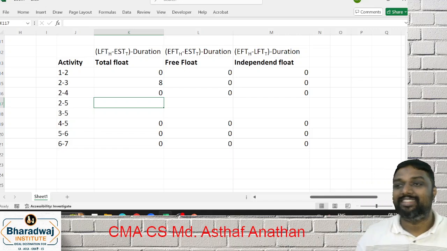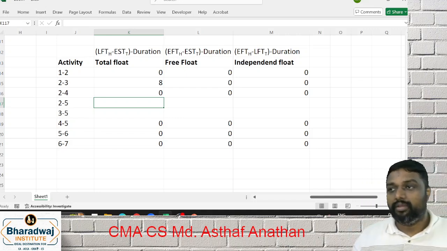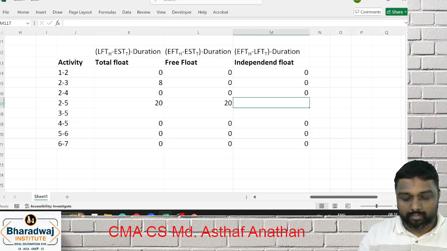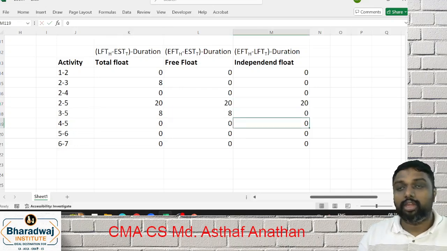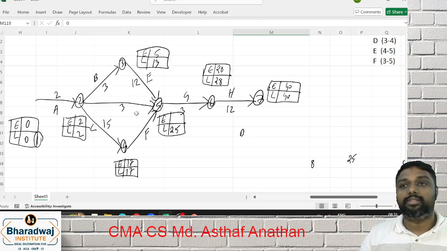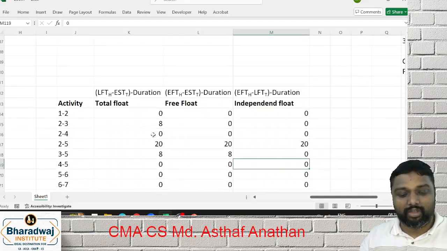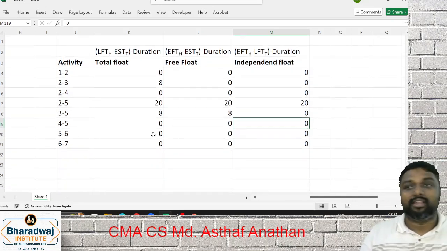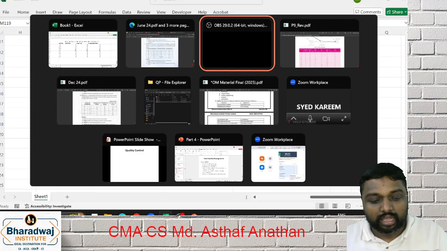Can you even tell what is the answer for this? 2 to 5? 20? See, 20 and all came because of this reason. Because if you analyze 2 to 5, here 25, 25. So 25 minus 2, you will get what? 23. 23 minus 3, 20. Both are 25, so accordingly you will get it. Congrats, my dear friends, congrats for those who got the correct answer.